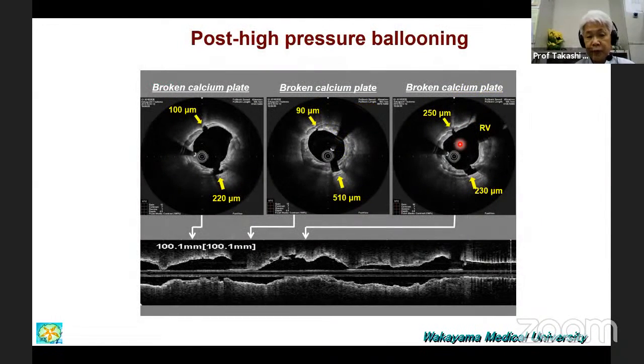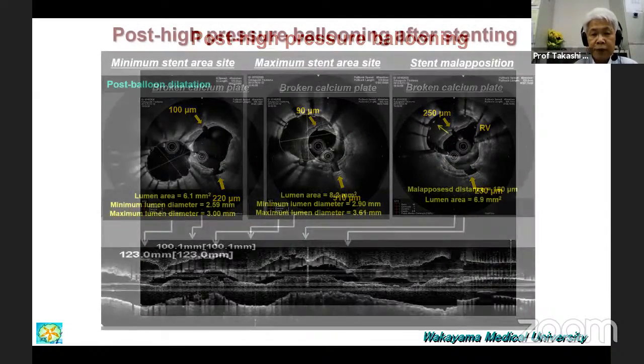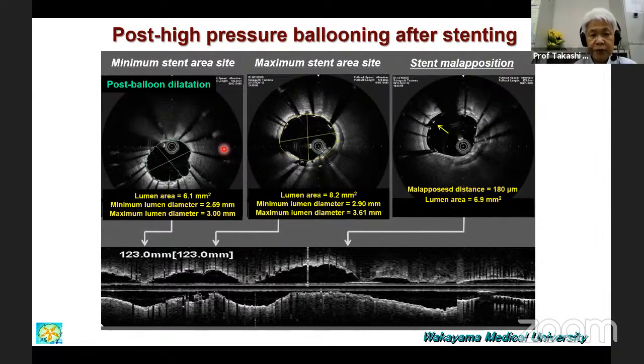And if you would like to put in a stent, as I told you before, if the thickness of the calcium is less than about 500 micron, if you do high-pressure ballooning with a non-compliant balloon or a scoring balloon or cutting balloon, you can make a calcium fracture, as shown in this slide. If you succeed in making a calcium fracture, you can put in a stent to obtain a good lumen area, as shown in this slide.